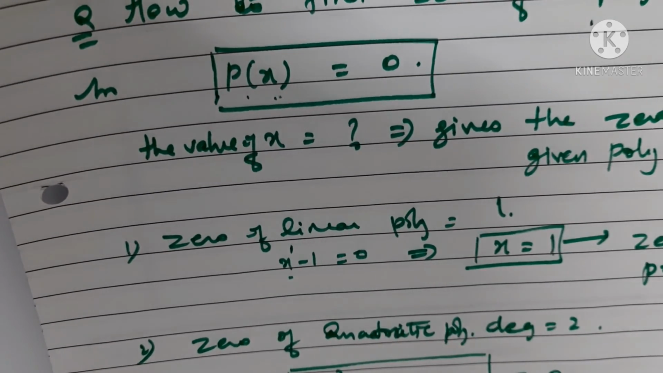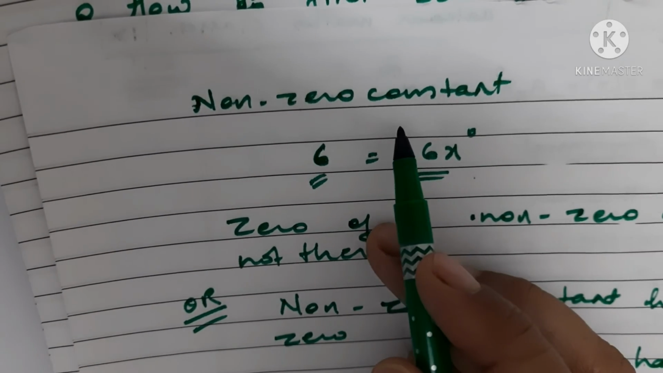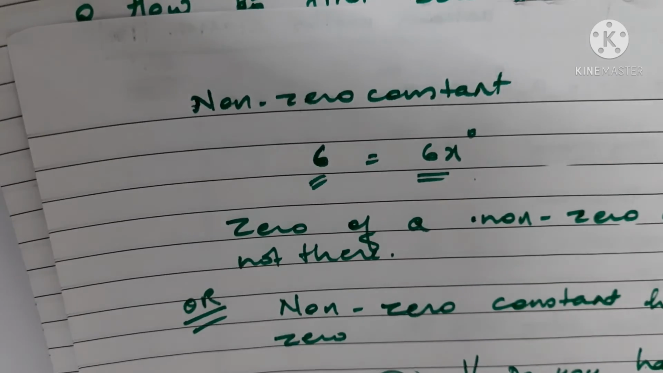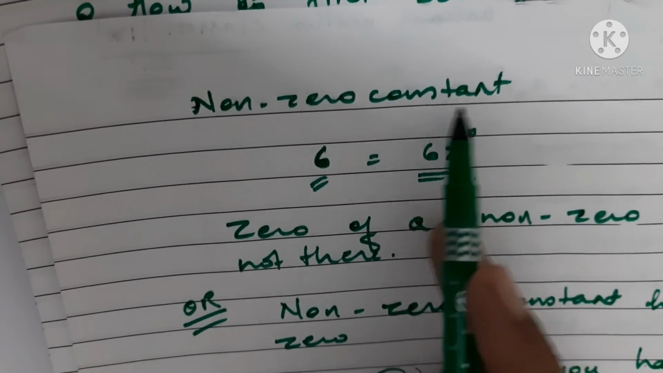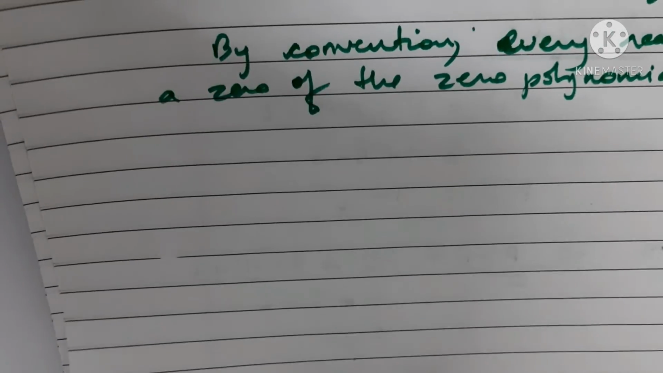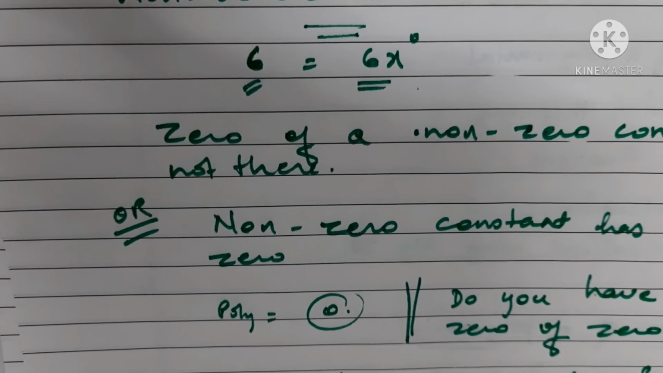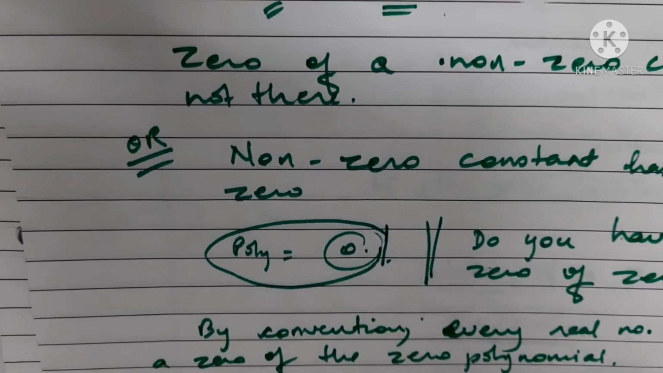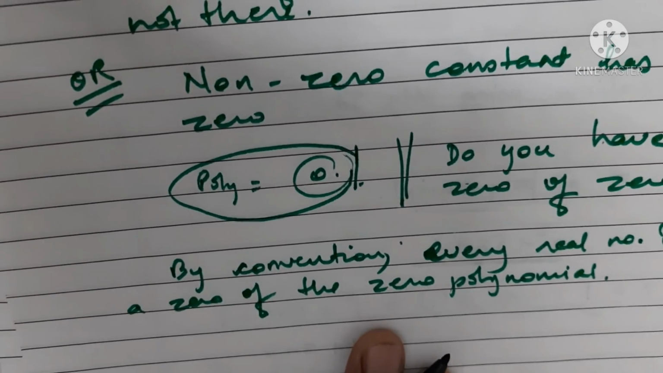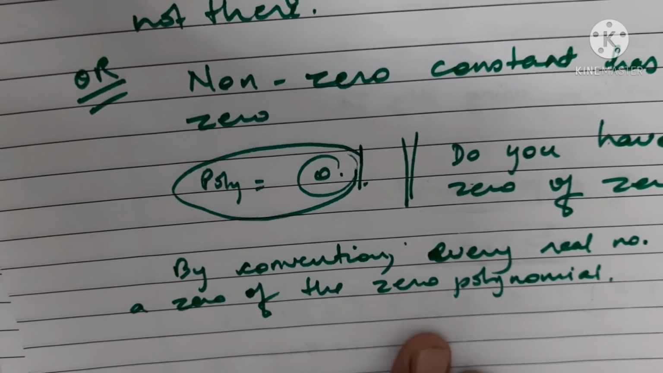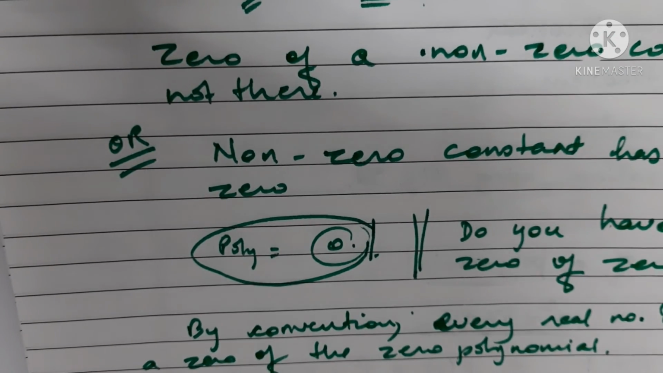One more topic was there: the non-zero constant. What will be the zero of a non-zero constant? There is no zero for any non-zero constant. But if you are given the zero polynomial, that is, the polynomial is equal to 0, then in such cases you can consider every real number to be a zero of the zero polynomial. Okay, so this is what we have completed today. I hope you have understood.